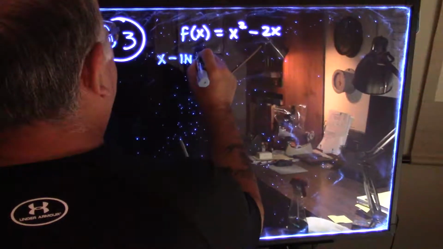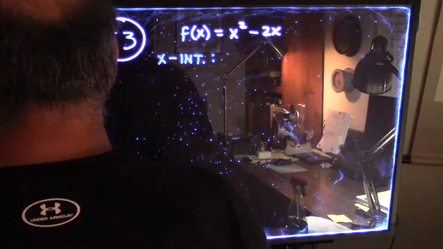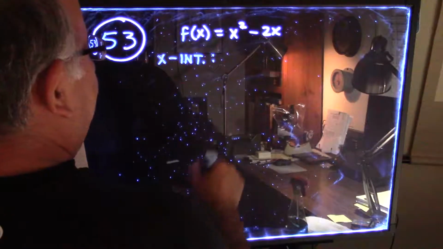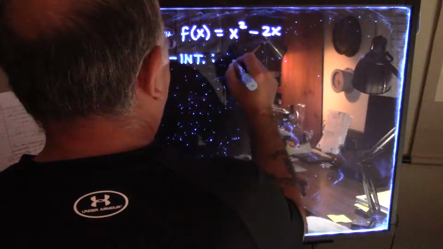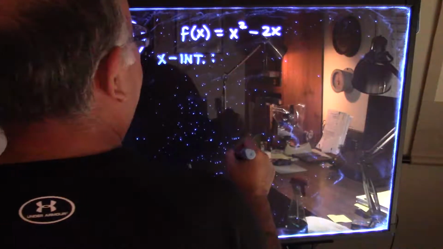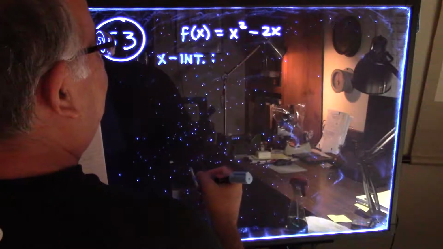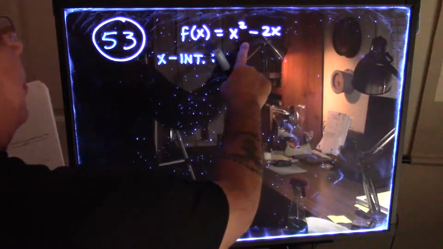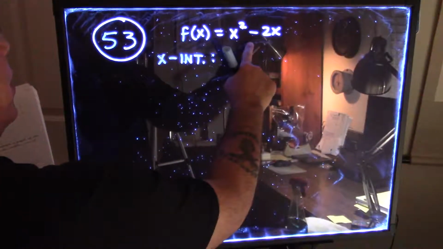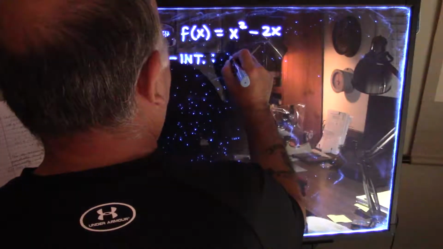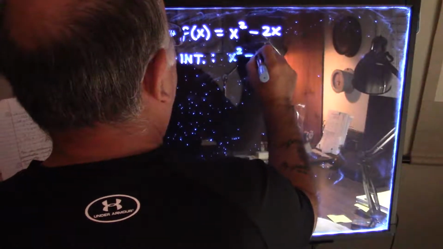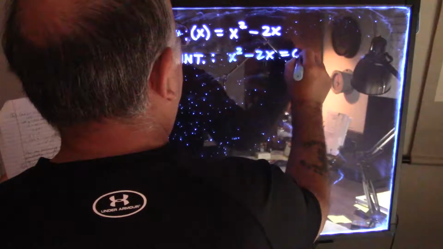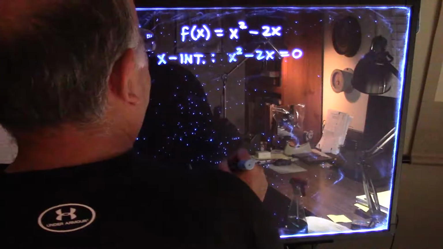Let's try for the x-intercept first. So we set this equal to 0. The x-intercepts are where it crosses the x-axis, if it does at all, and that's where y equals 0. y equals f of x, or this. So you set that equal to 0, and then you solve for x.